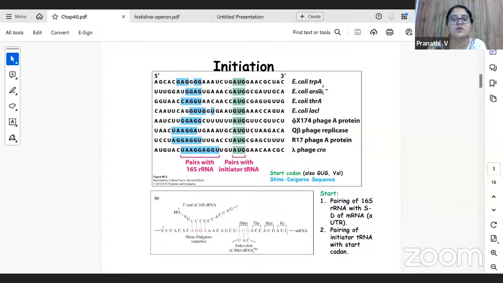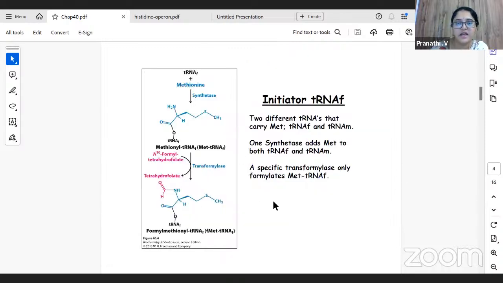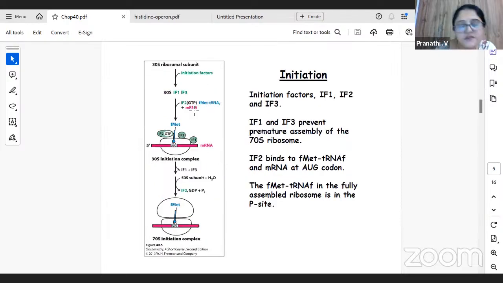Right. Initiation codons in different pairs have been given, showing how they are going to occur. The pairing of the tRNA with the mRNA is also given over here. You can just have a look at it. Then you have different types of tRNAs that are present. They can be F-met tRNA or met tRNA, and synthetase is added to it. You have a synthetase and transformylase, which is going to give you either methionine tRNA or formyl methionine tRNA.